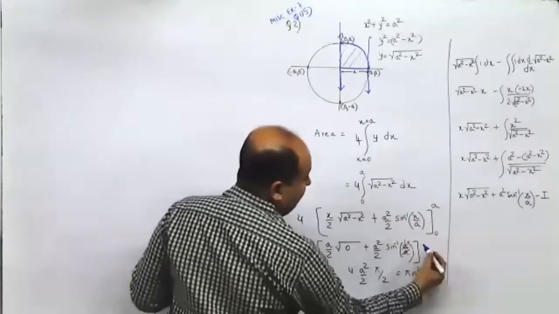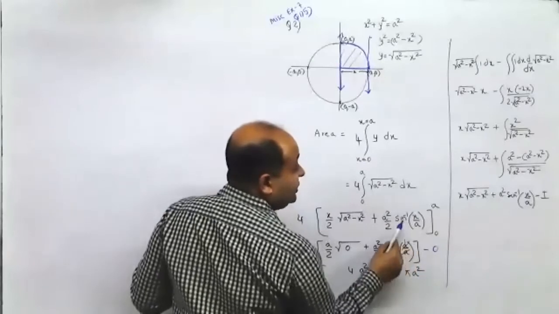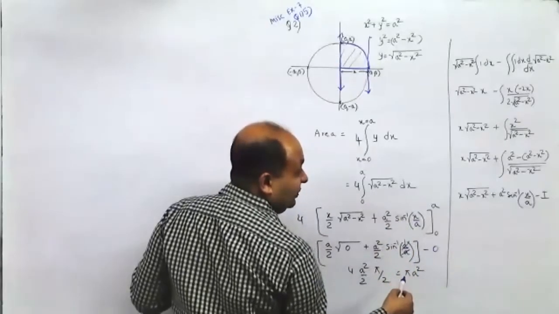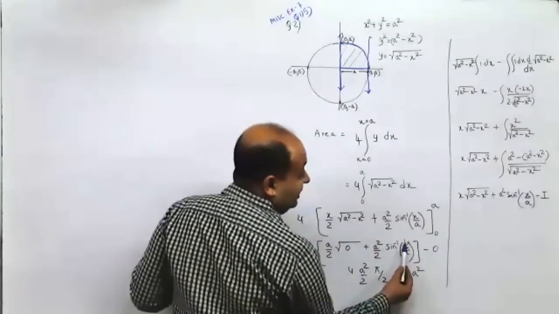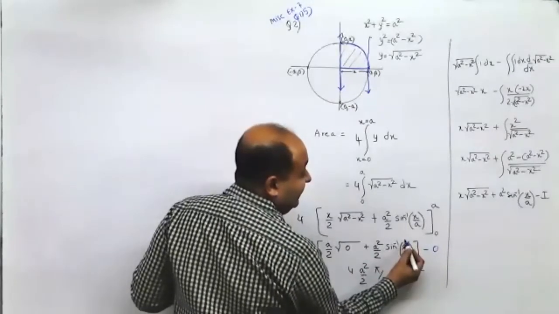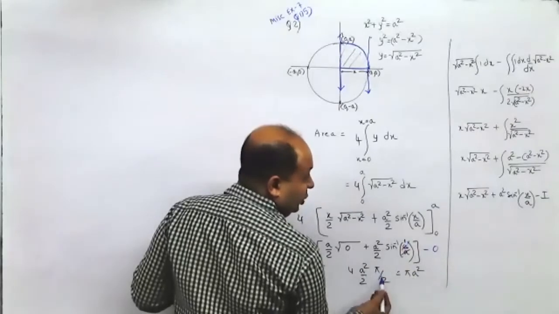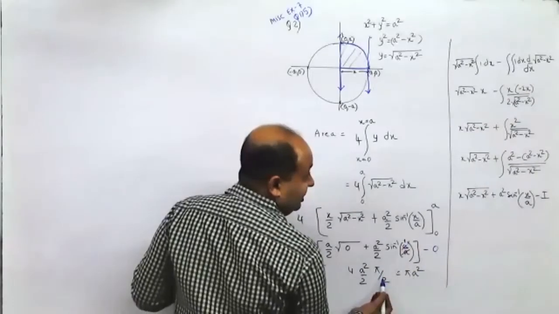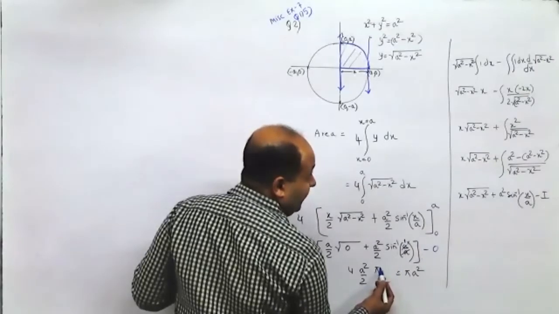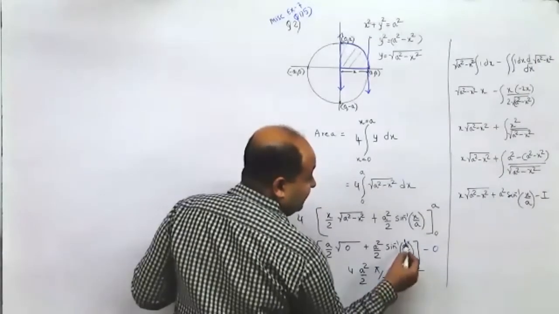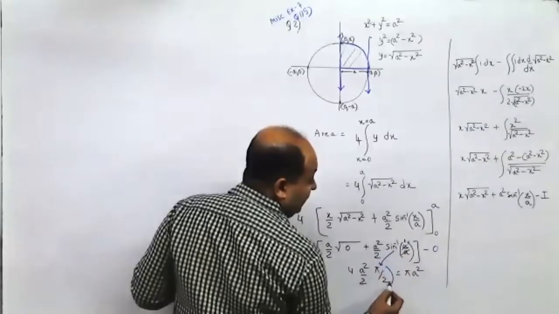So sine inverse of 0, what is sine inverse of 0? Which value of sine is 0? It is 0 itself. Okay. And sine inverse of 1, which value of sine is 1? It is 90 degree. 90 degree is pi by 2. You remember this? Pi is 180 degree. So this is 90 degree. 90 degree means pi by 2.